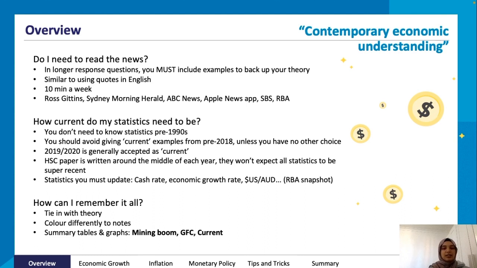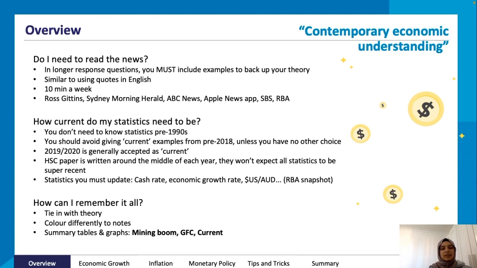So, how current do my stats need to be? You don't need to know stats pre 1990s, that's fine. You should avoid giving current examples from pre 2018 unless you have no other choice. If that's the only stat available, which sometimes is the case, that's fine. But if you can find something more recent, it's better, right? 2019, 2020 is generally accepted as current, but if you can find something more current, such as 21, 22, 23 even, then you're more than welcome to use that.